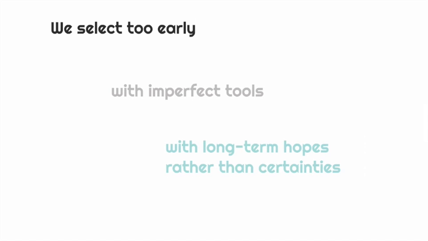So we select too early, with imperfect tools, with long-term hopes rather than certainties, and it happens because we have to. And I don't want to trivialize that, because the environment that we live in, I spoke of the inertia, dictates that we must make that selection very early. And the result of making it, unfortunately, are these enormous inefficiencies. And it's something we have to be mindful of, is finding the balance between doing what we have to do and doing what we should be doing. And that's the focus of the next parts of this talk.